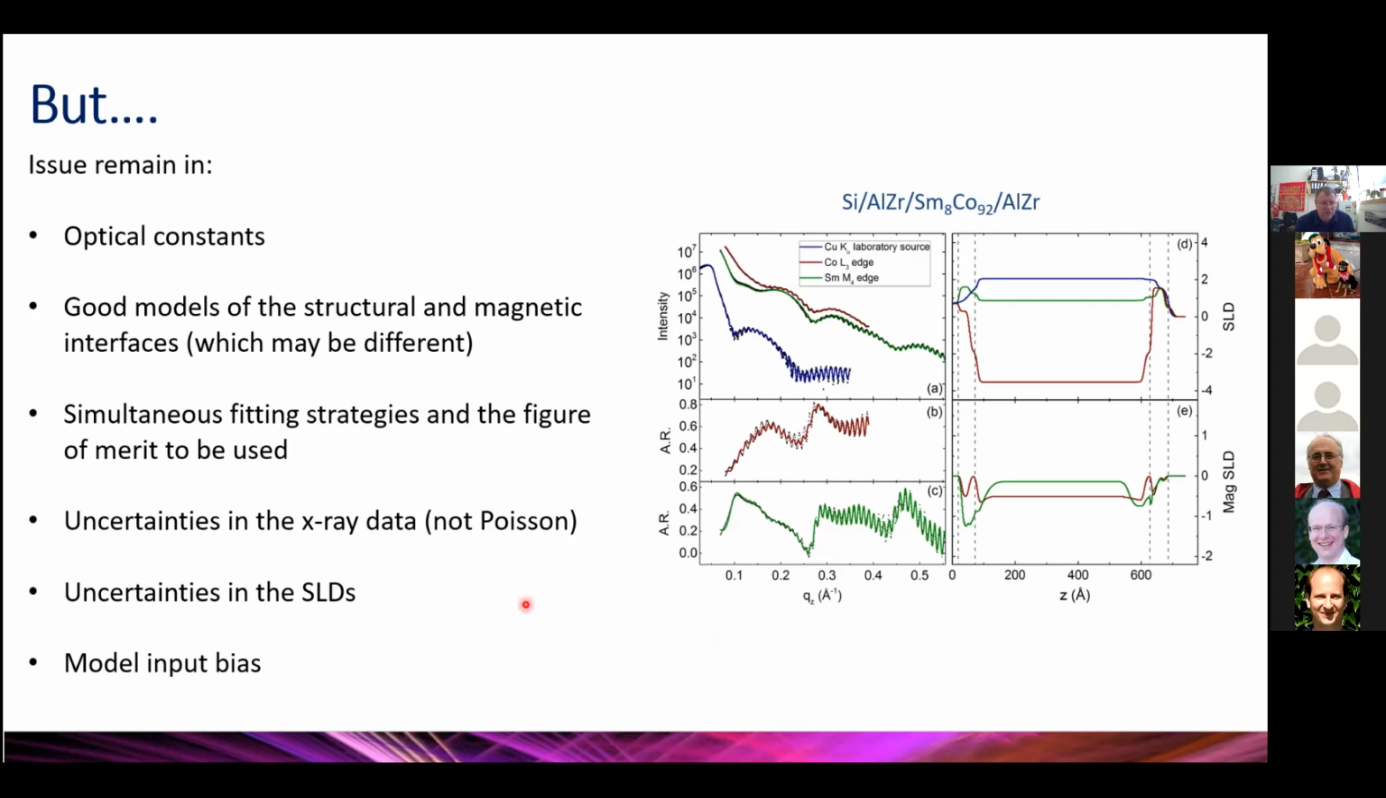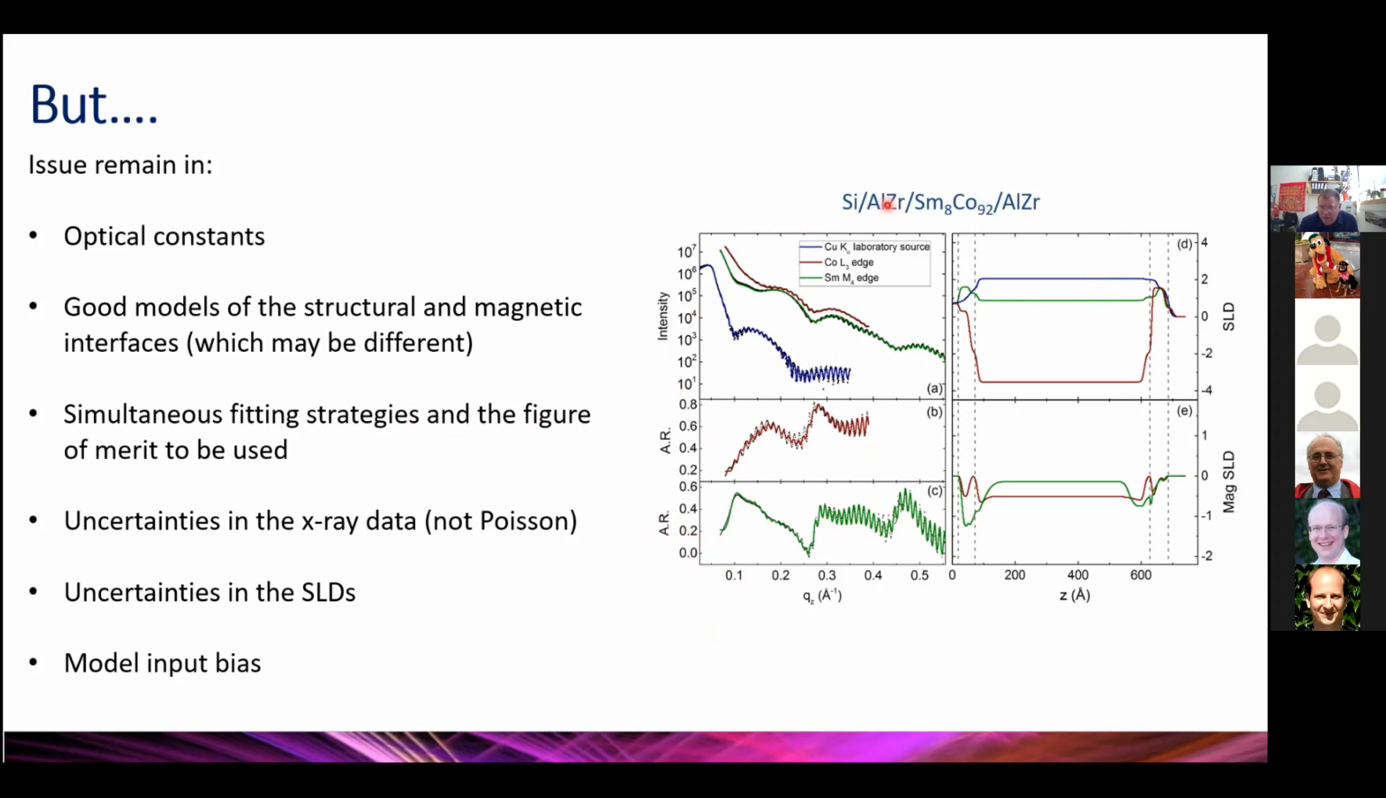We talk about simultaneously fitting the data, and of course, what you have a problem with is that the asymmetry ratio is on a linear scale, and the intensity is on a logarithmic scale. So finding the best strategies and the figures of merit and how to proceed is really quite important.